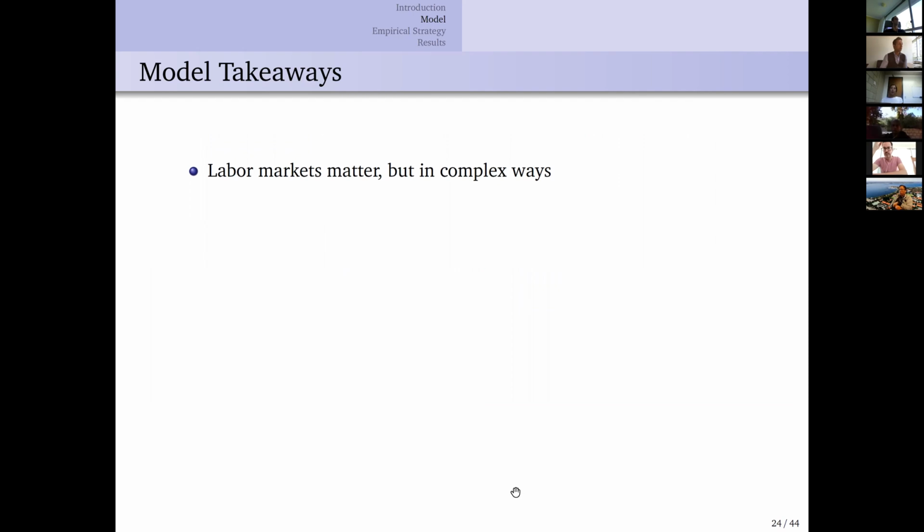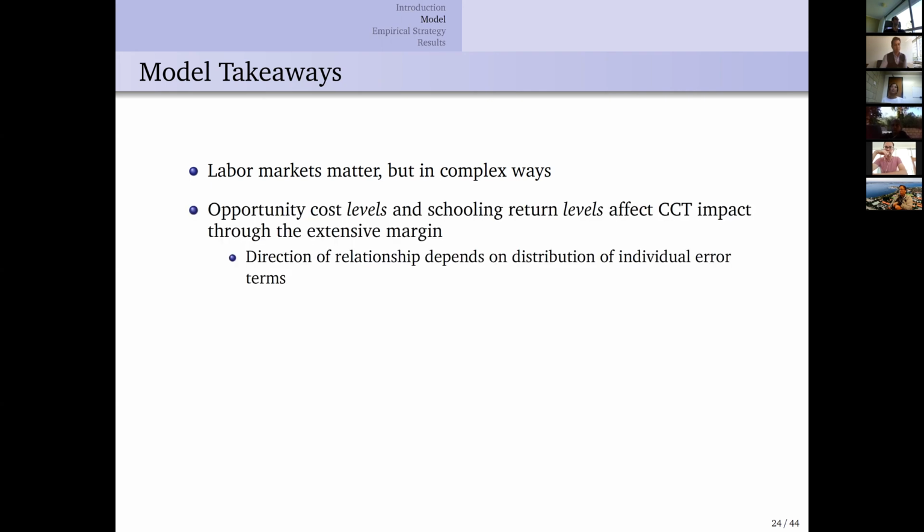So what are the takeaways? Well, labor markets matter. If you believe that labor markets influence these marginal costs and marginal benefits, then it's obvious that they matter, but it's not necessarily in straightforward ways. So these levels of opportunity costs and the levels of schooling returns, they affect the CCT impact through the extensive margin, but the direction of this relationship depends on the distribution of individual errors.